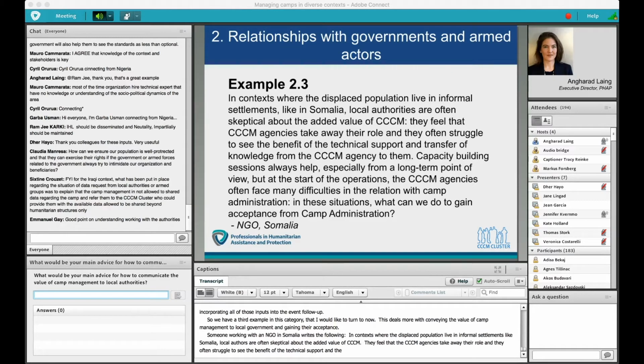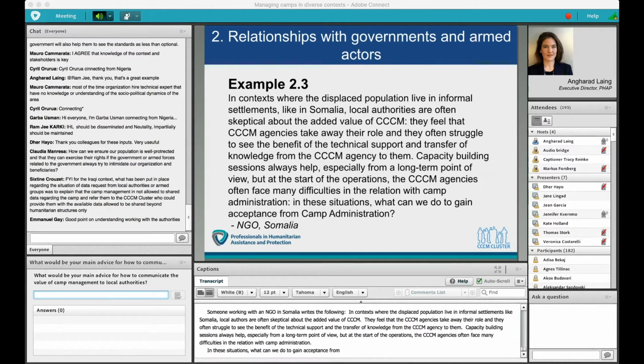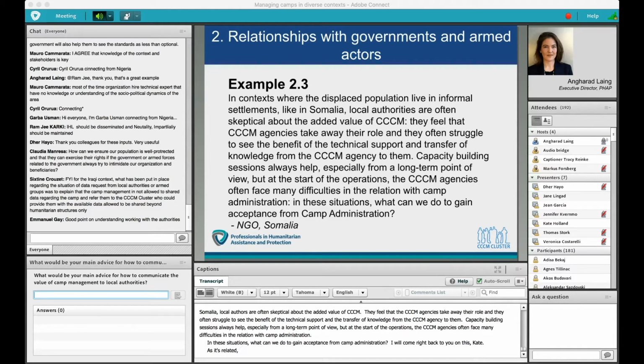Capacity building sessions always help, especially from a long-term point of view, but at the start of the operations, the CCCM agencies often face many difficulties in the relation with camp administration. In these situations, what can we do to gain acceptance from camp administration? I'll come right back to you on this, Kate, as it's related, I think, to your earlier comments. Over to you.